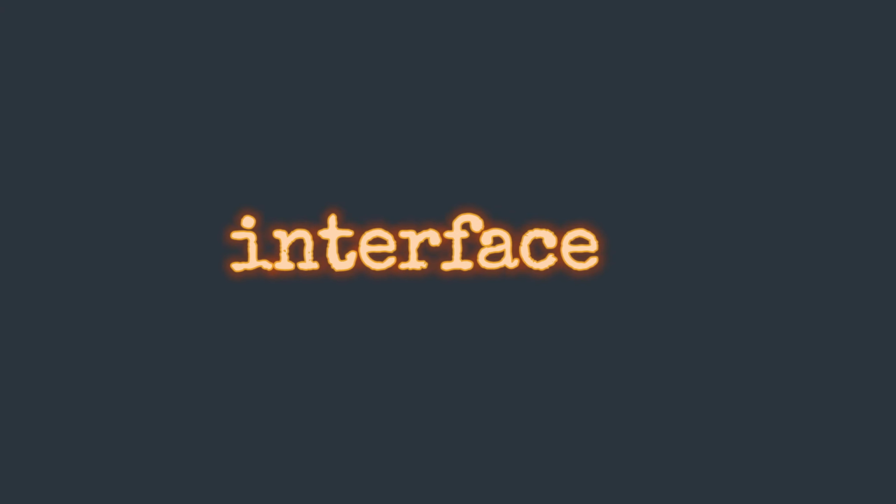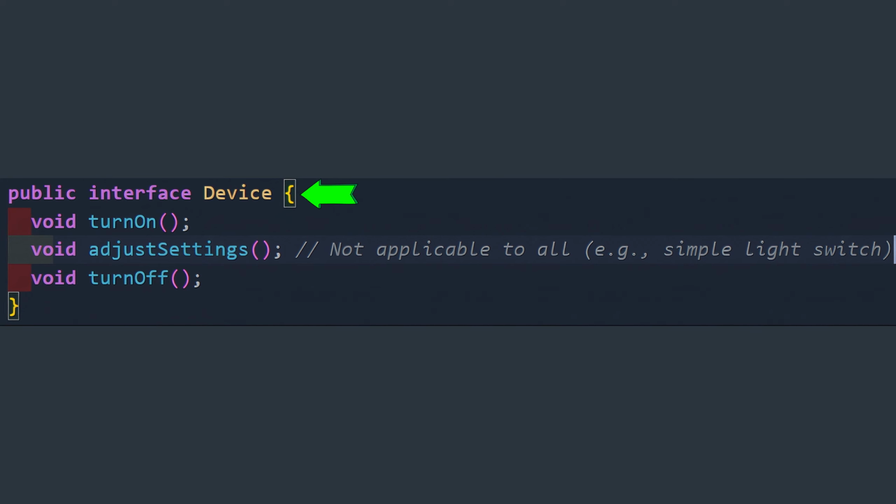Now, let's see a code snippet before applying the Interface Segregation Principle. We start with an interface named device containing three methods. Turn-on method represents the basic functionality of turning a device on. Adjust settings method designed for devices that have adjustable settings.